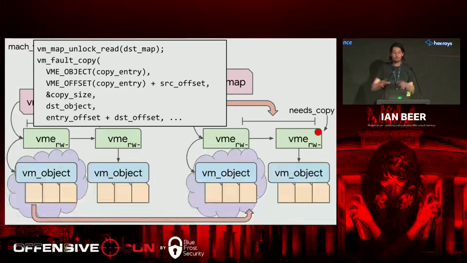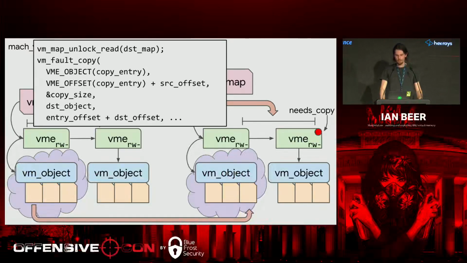So VM fault copy is actually an extremely low-level copying operation where it's going to dig into those two VM objects, the source object and the destination object, find the resident pages, and then take the physical addresses of those resident pages and convert that into offsets into the physmap, which is this region of virtual memory that has a one-to-one mapping with physical memory. And the actual copying happens inside the physmap there.